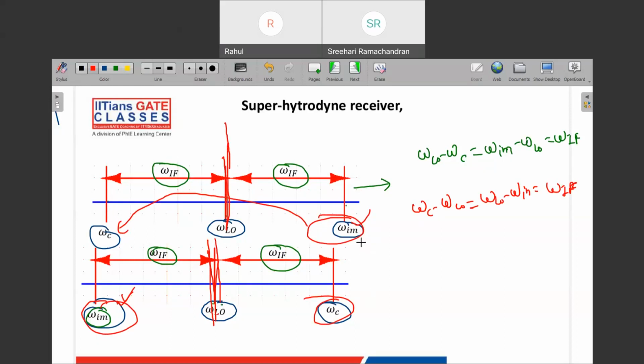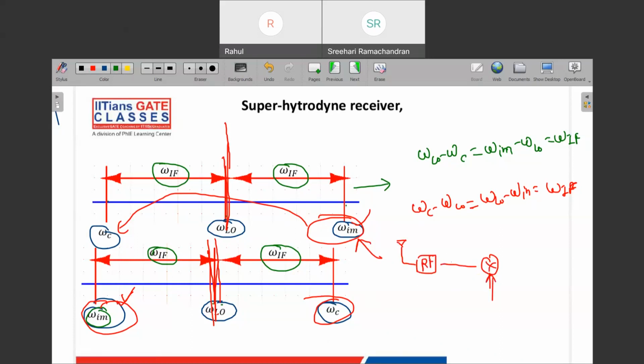So omega im is the signal which we don't intend to receive, and omega c is the signal that we intend to receive. Now, how to make sure that this omega im we don't receive it? If you remember the architecture, we had first the antenna, after that we have the RF, and after that we have the mixer.